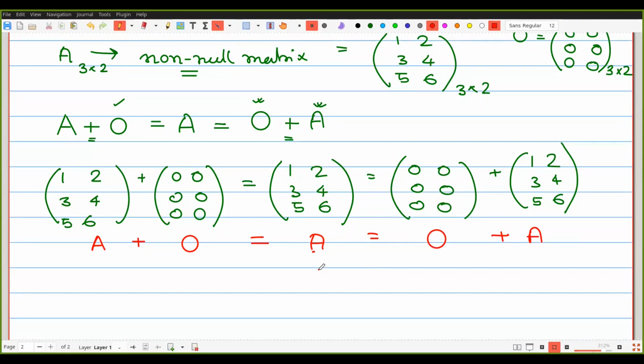As the matrix exists, that's why existence, as it is for the matrix operation addition, that's why additive, and as it is giving the same, that's why it is identity. So that means any non-null matrix when added with the null matrix, obviously of the same order, otherwise the matrix addition is not possible, then the matrix exists itself. That is called the property of existence of additive identity.